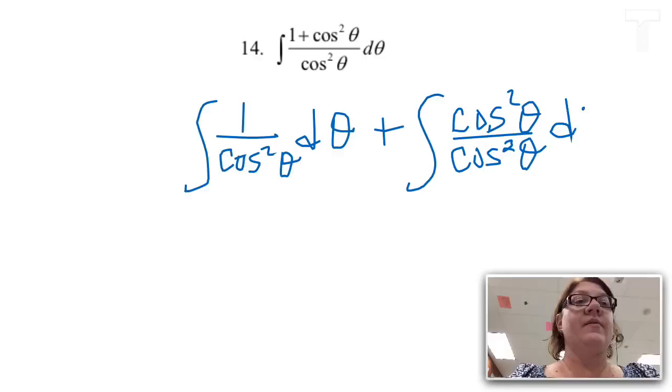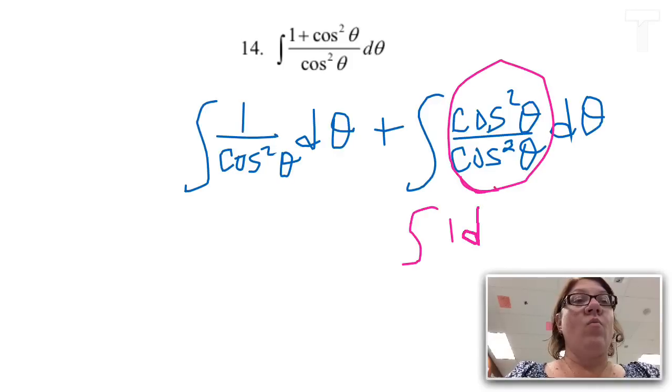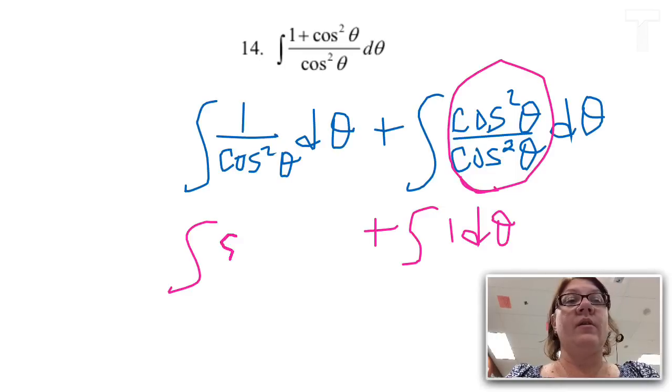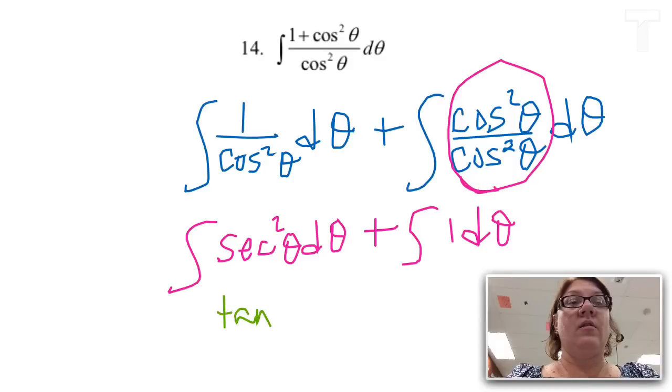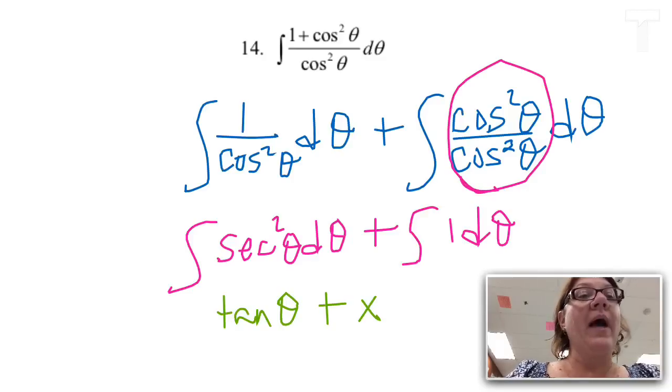Isn't that silly? Oh, wow, like I see this one right away. So that'll be 1. And of course this one is secant squared. And oh my gosh, I have a rule for secant squared. It's tangent. And then the antiderivative of 1 will give me x, because I'm really powering back up.